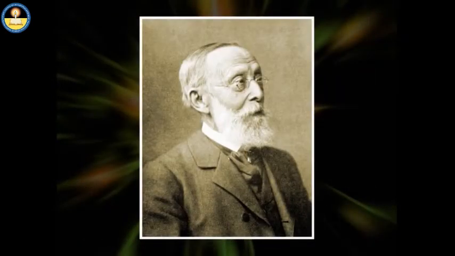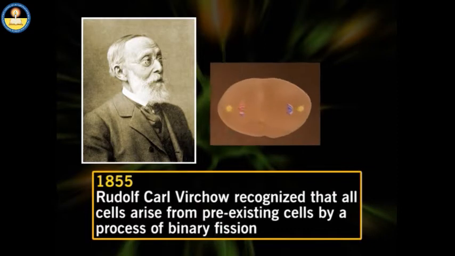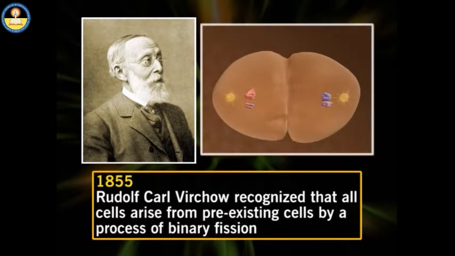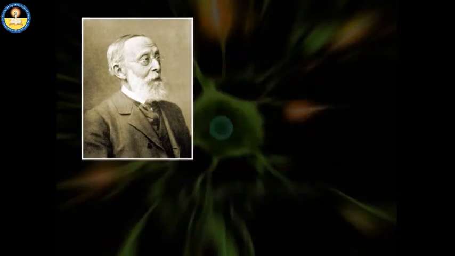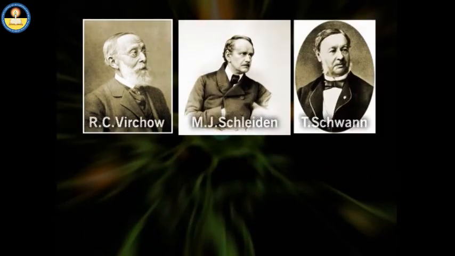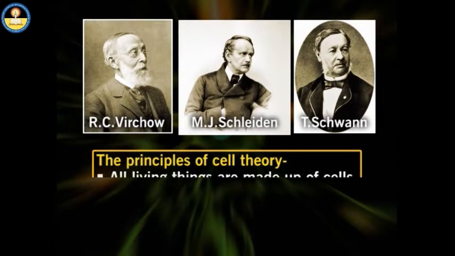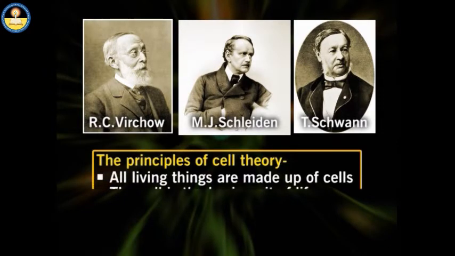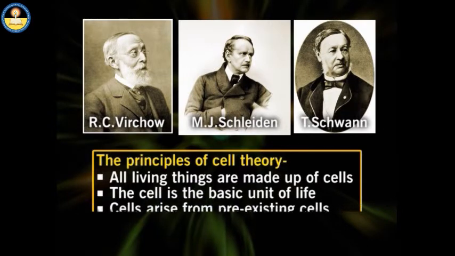Rudolf Karl Virchow, a biomedical scientist, in 1855, was the first to recognize that all cells come from pre-existing cells by binary fission. So, these last three scientists put together the principles of cell theory, which are like this. All living things are made up of cells. Cells form basic unit of all living organisms. All cells come from pre-existing cells.